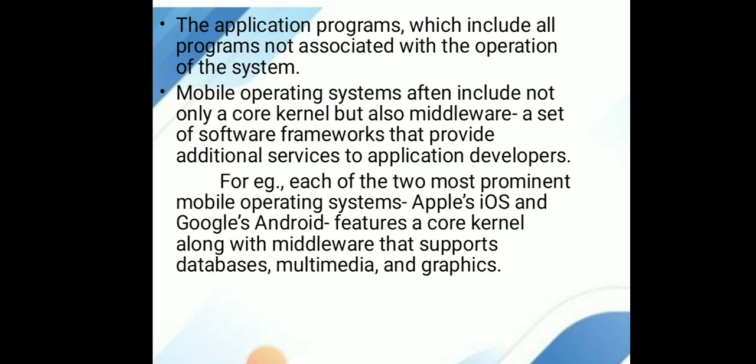Mobile operating systems often include not only a core kernel but also middleware, a set of software frameworks that provide additional services to application developers. For example, each of the two most prominent mobile operating systems, Apple's iOS and Google's Android, features a core kernel along with middleware that supports databases, multimedia, and graphics.